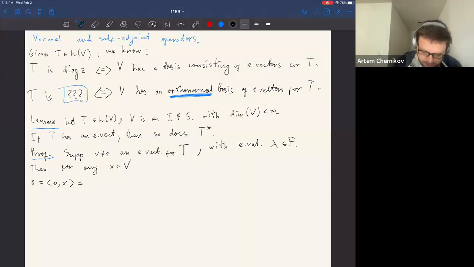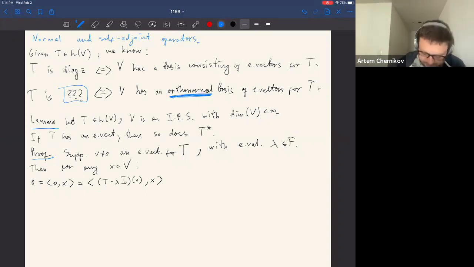Before I write it, actually, what is the idea? The idea is to use the only property that we know of the adjoint operator, which is this equation, remember, that the inner product of T of x with y is the same as the inner product of x with T star of y, right? That's the only connection between T and T star that we have. So let's try to use it somehow. So if I take the inner product of 0 with x, it can be written as the inner product of (T minus lambda I) of v with x, right?